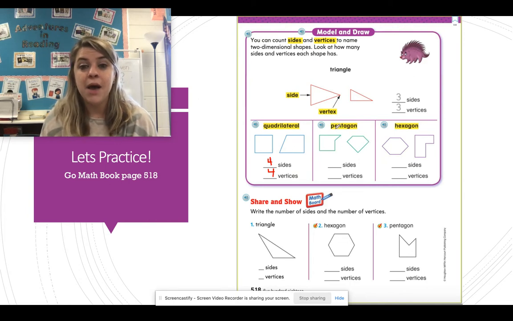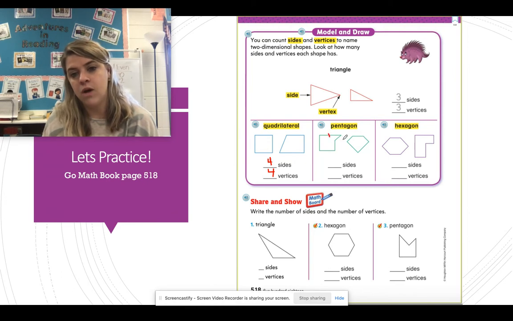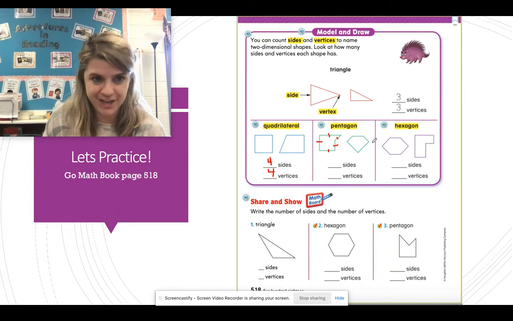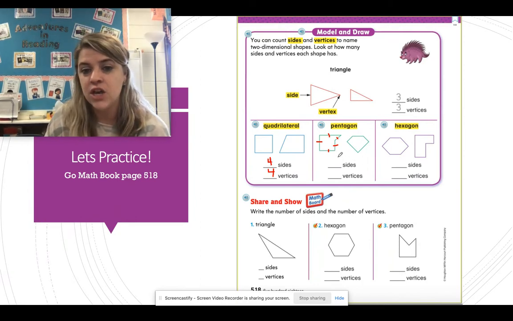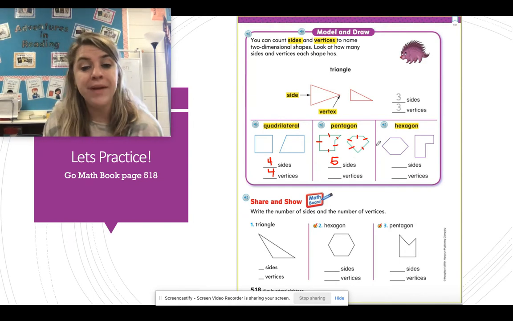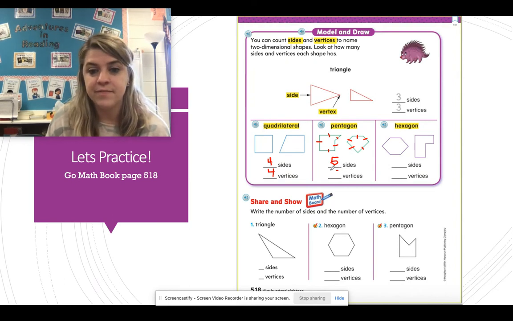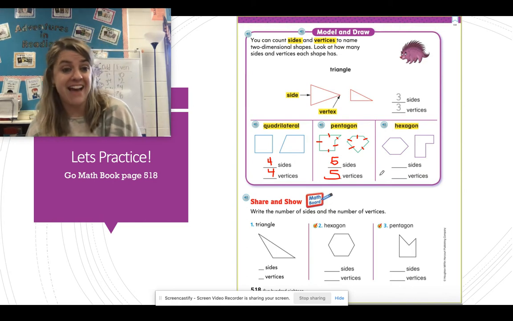My next word is pentagon. I heard the word penta. I'm going to count the sides. 1, 2, 3, 4, 5. Remember, why do we draw little lines on the sides? Very good, to make sure we don't miss any or we don't count any twice. So I think it has 5, but I'm going to count this one to make sure. 1, 2, 3, 4, 5. It does. So a pentagon has 5 sides. If it has 5 sides, how many vertices does it have? 5. Very good, because we know that they have the same amount.